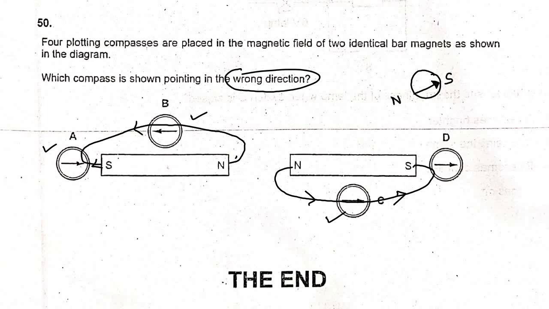This compass at position D shows the incorrect direction because the needle should point towards the south. So in this way, option D is the right answer.